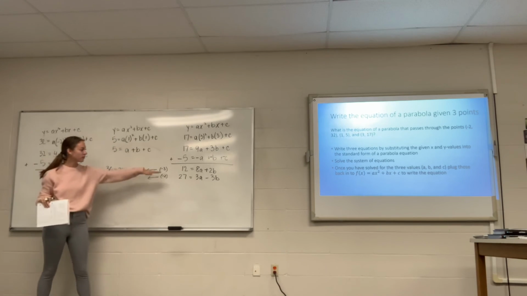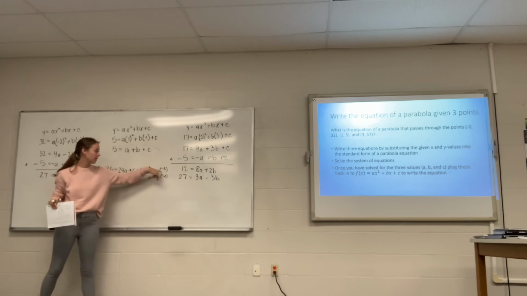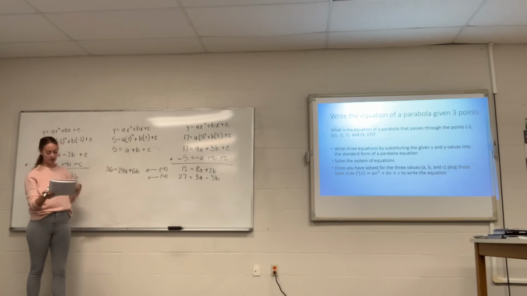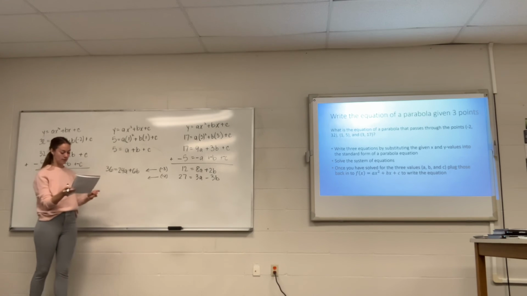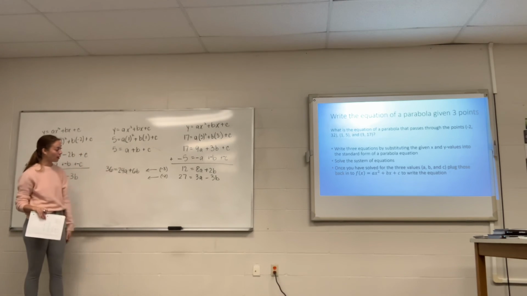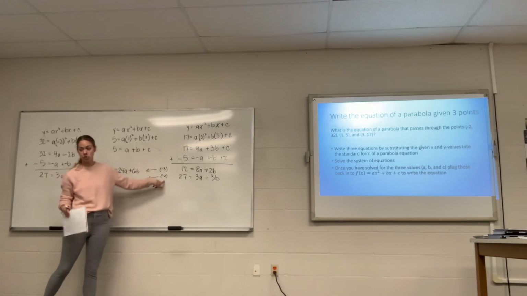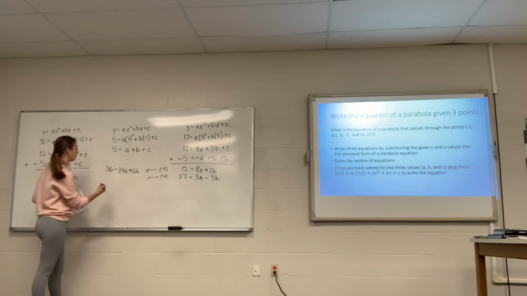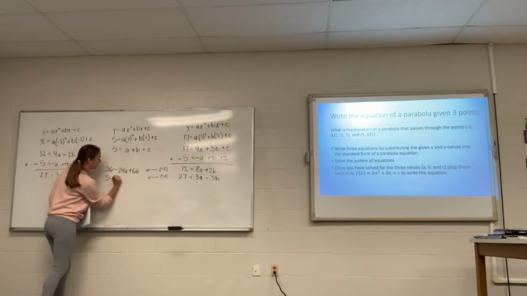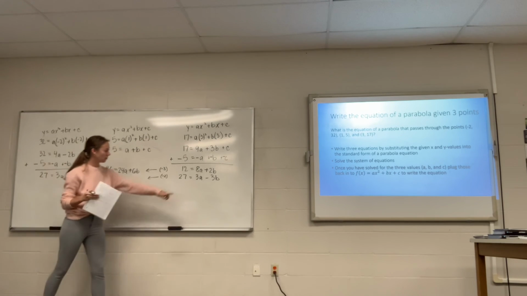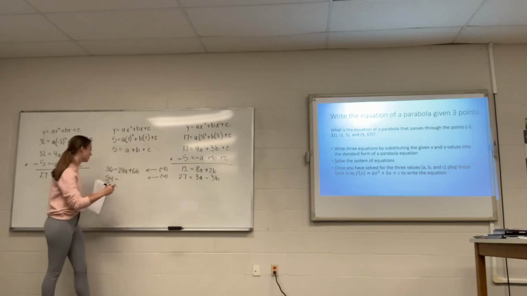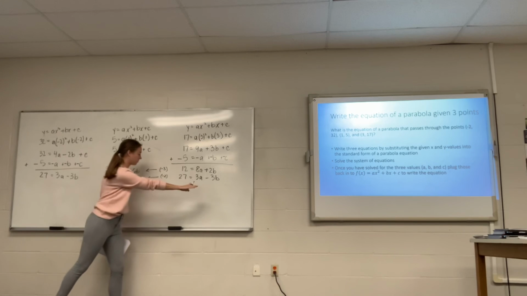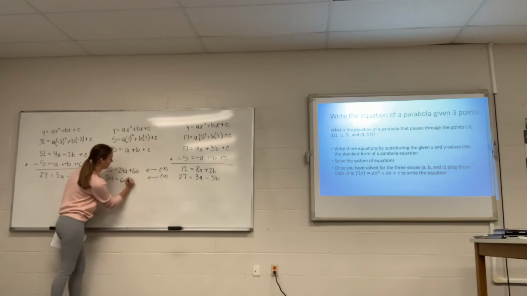Okay, so that's my first equation. When I multiplied it by 3, it turns into 36 is equal to 24a plus 6b. Then the other one, now I'm going to multiply by 2. So if I take 27 times 2, that gives me 54. So I have 54 is equal to, and then 3a times 2 gives me 6a. And then negative 3b times 2 gives me negative 6b.